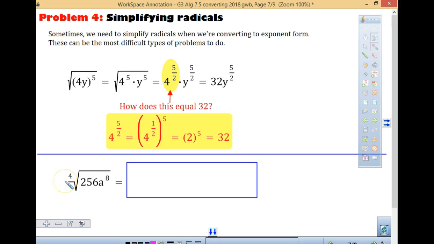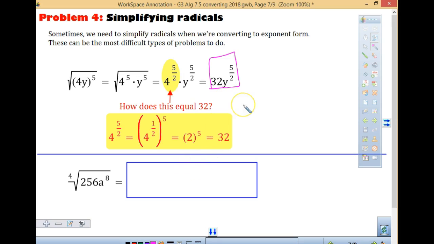G3. When we're converting to exponent form, these can be the most difficult type of problems to do as you are writing them. So it says we are looking at the square root of 4y to the 5th. You are first going to take 4 to the 5th, y to the 5th. That's what that means when it's written in a parenthesis. So going back to our last unit with exponents, 4 to the 5/2 and y to the 5/2. That means you're taking the square root of 4, which is 2, and then taking it to the 5th power. That's where they get the 32. Okay? You're keeping the fraction as 5/2.